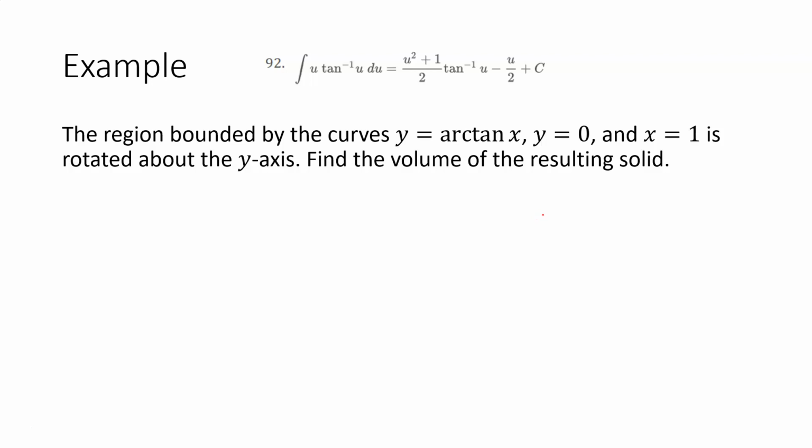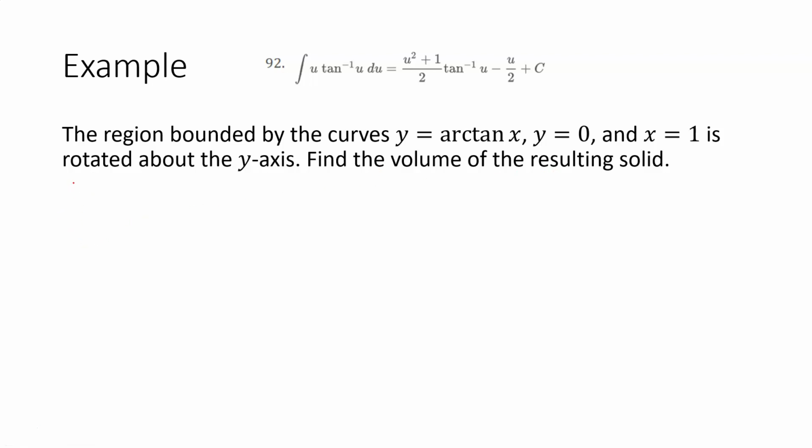So let's start with an example like this. Here we've got the region bounded by the curves y equals arctan x, y equals 0, which is of course the x-axis, and then the vertical line x equals 1. Then we're going to rotate that region about the y-axis. We want to find the volume of the resulting solid.